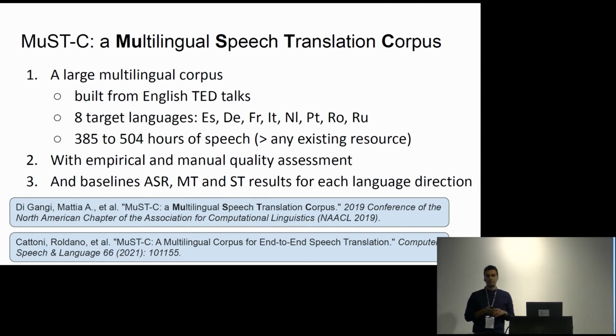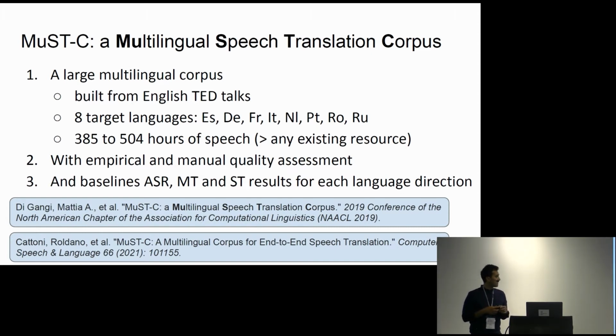All the source side is always in English, and there are 8 target languages, all European languages: Spanish, German, French, Italian, Dutch, Portuguese, Romanian, and Russian. The number of hours goes from 385 for Portuguese to 504, with an average of more than 400. For all the language directions, we provided an empirical and manual quality assessment, and also some baselines.